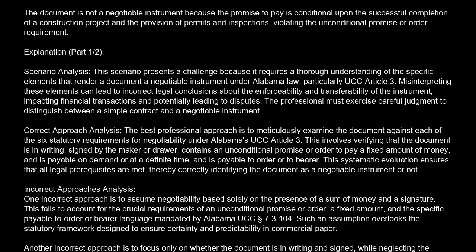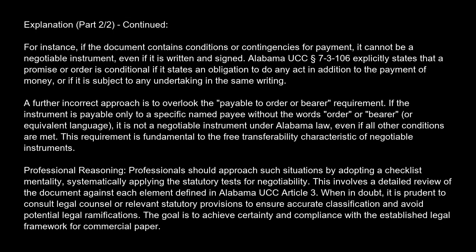Another incorrect approach is to focus only on whether the document is in writing and signed, while neglecting the payment terms. For instance, if the document contains conditions or contingencies for payment, it cannot be a negotiable instrument, even if it is written and signed. Alabama UCC Section 7-3-106 explicitly states that a promise or order is conditional if it states an obligation to do any act in addition to the payment of money, or if it is subject to any undertaking in the same writing.